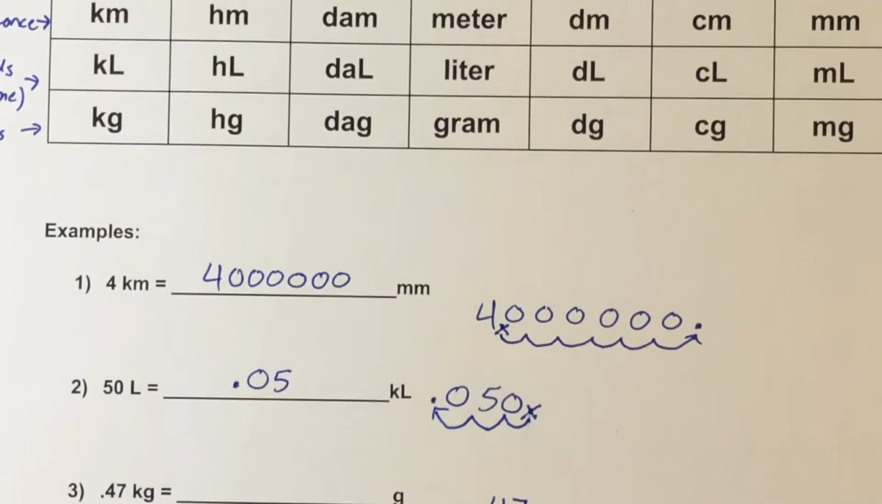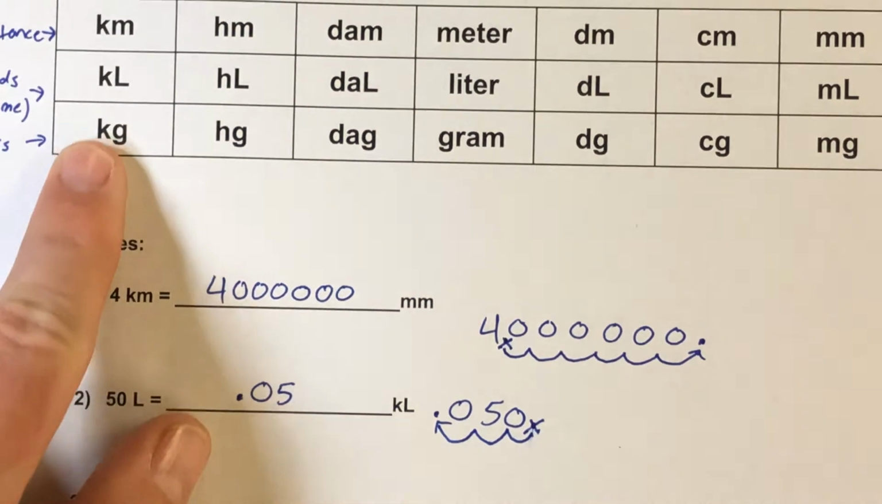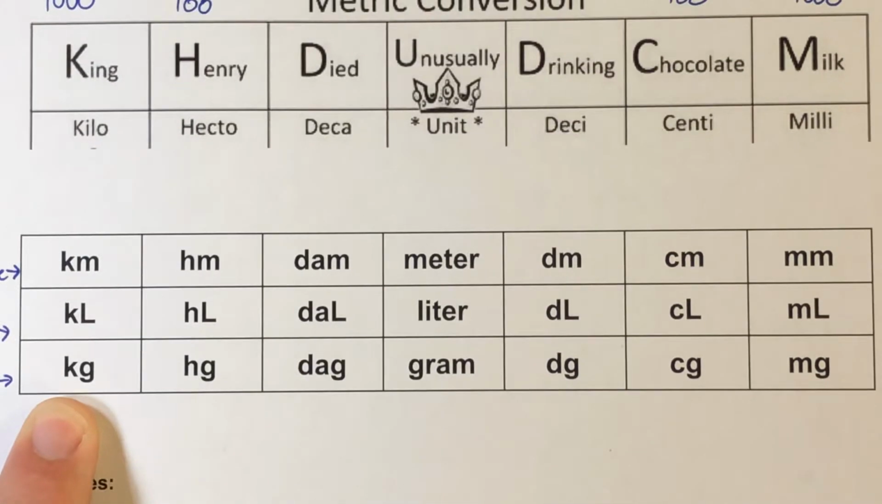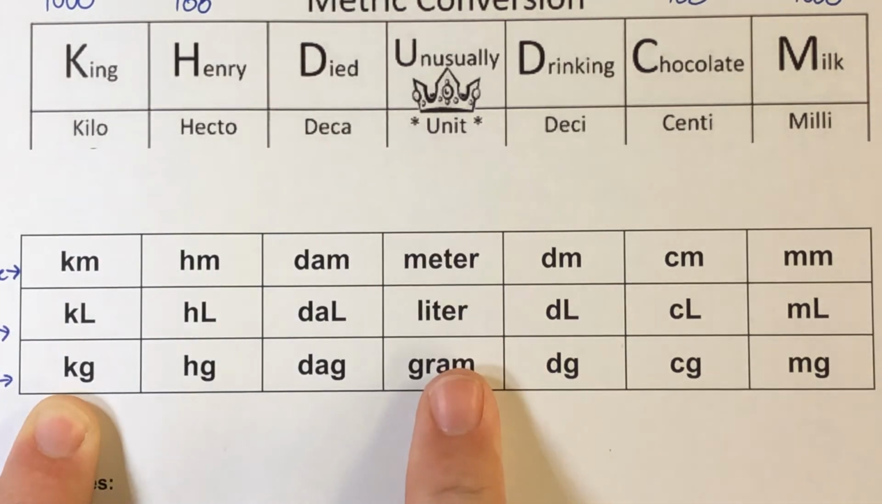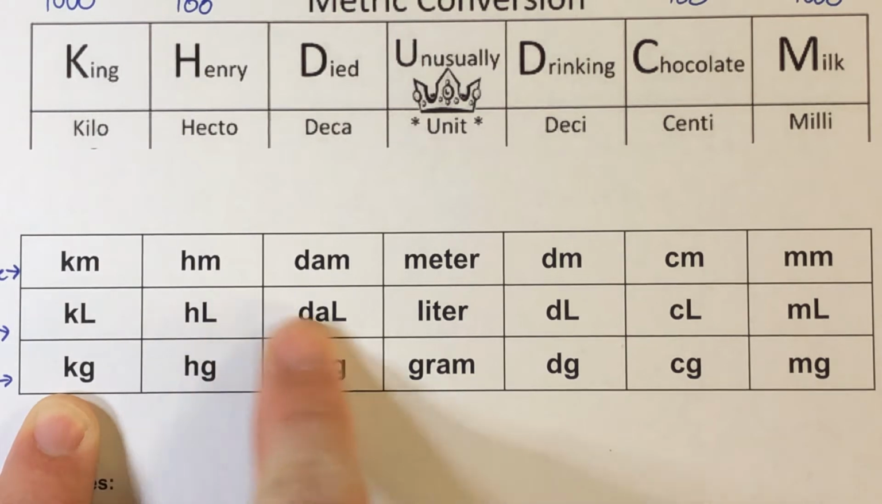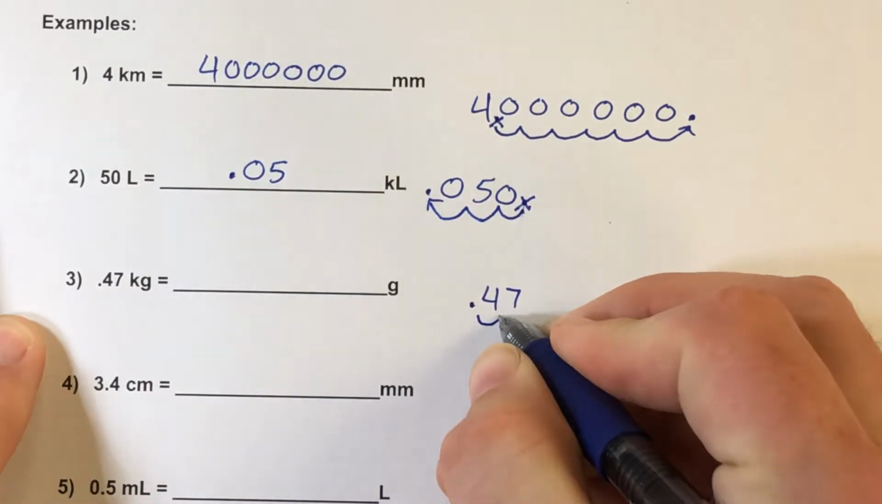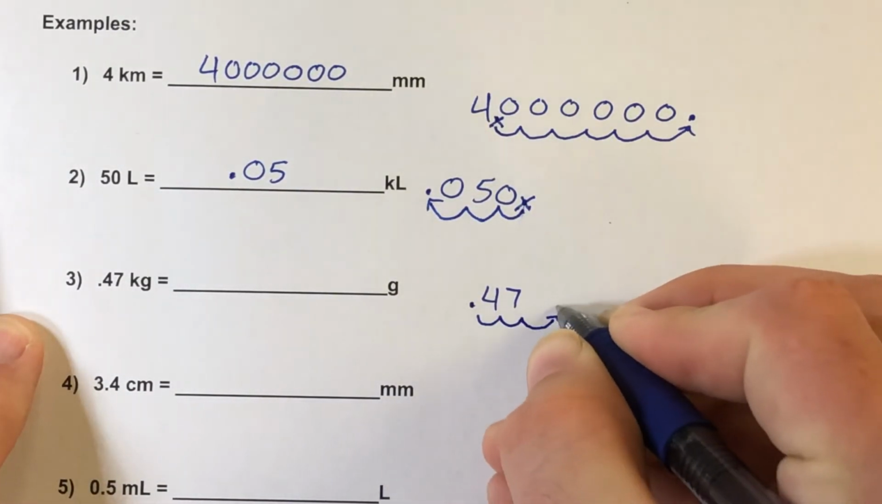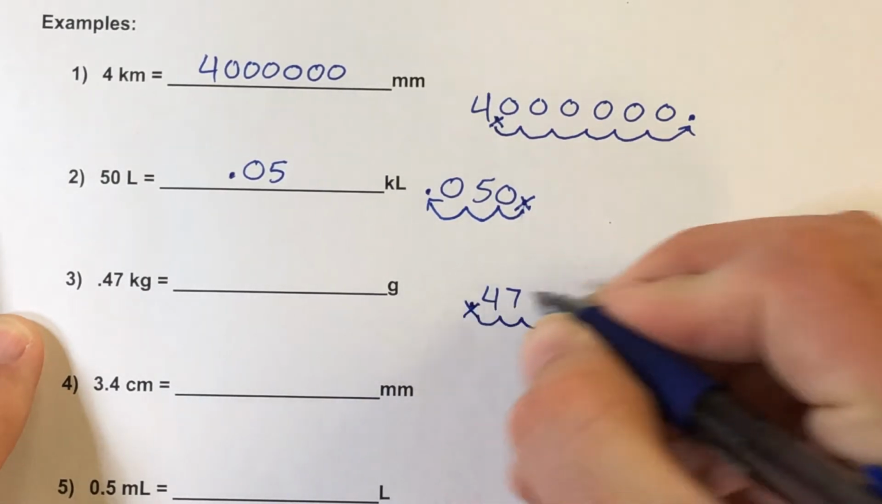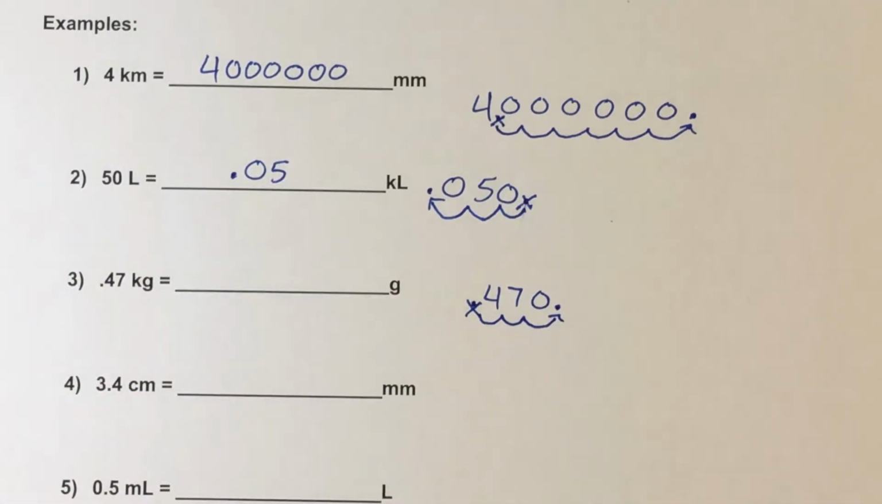So again, kilograms, kilo is in the far left. We are changing it to gram, which is our basic unit of measurement. So that would be once, twice, 3 times to the right. So we're going to move our decimal 3 times to the right. Once, twice, 3 times to the right. Fill in spaces with zeros.